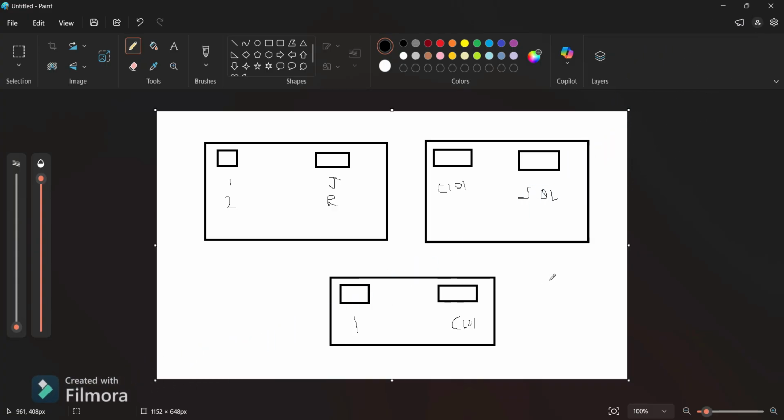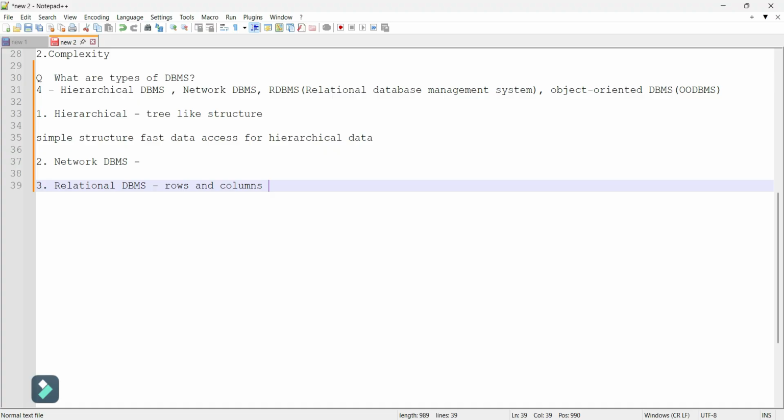Some examples of RDBMS are MySQL, Oracle Database, PostgreSQL, and SQL Server. There are also some advantages of RDBMS: it is easy to manage, the security is high, it supports SQL, and it reduces redundancy.